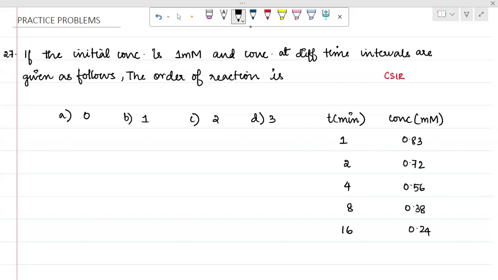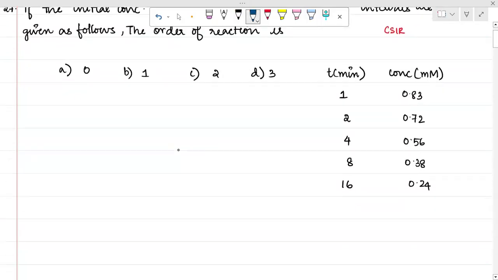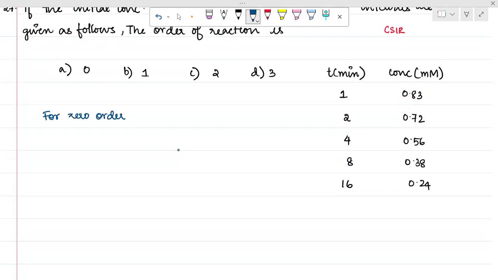So let's try. So they have given that the initial concentration of whatever the reactant is 1 millimolar, and at different time intervals they have given. Now let's try to put the zero order reaction equation. This can be done through trial and error. So for zero order reaction, what is the equation? Kt is equal to concentration of A naught minus A. Right? Initial concentration minus final concentration.